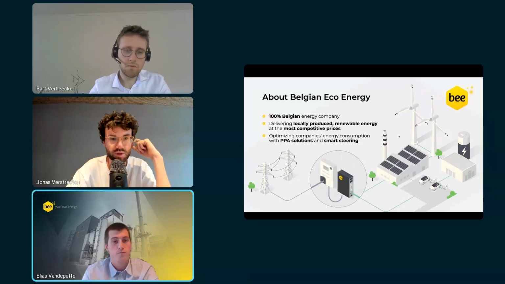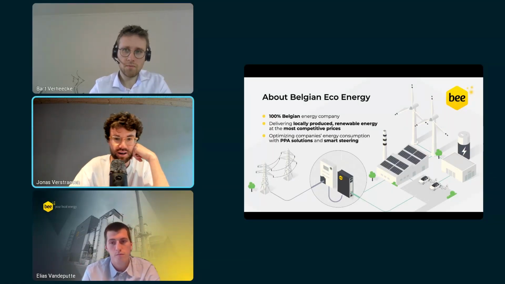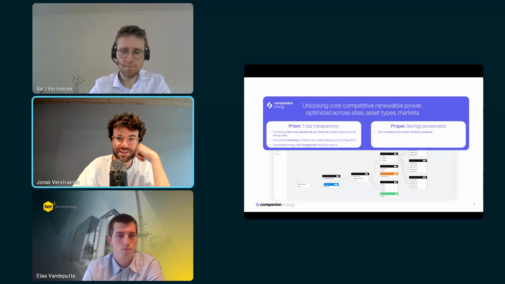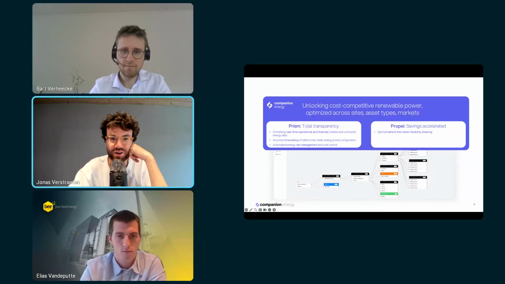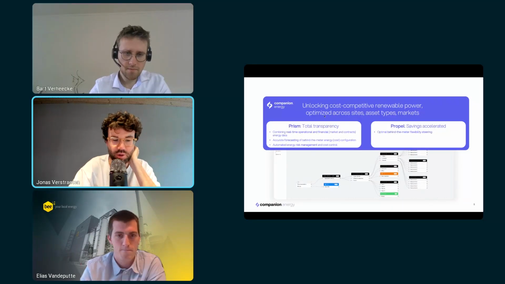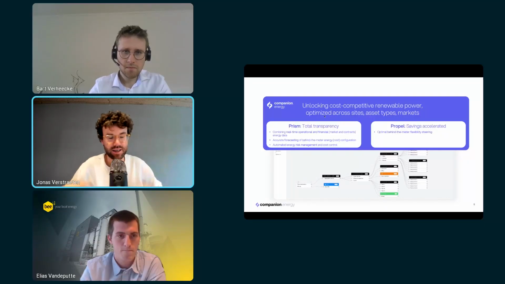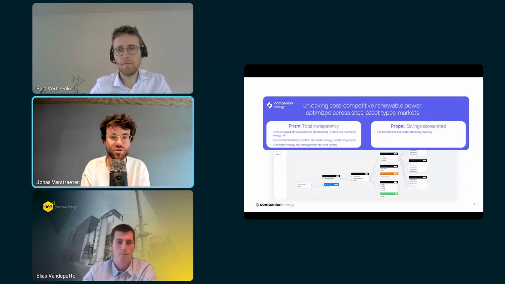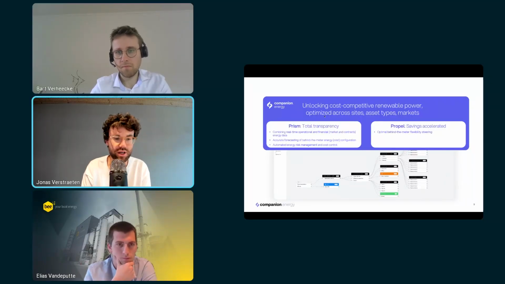Okay, great. Thanks. Then I haven't introduced myself. I will do that with a short introduction, according to this slide. So I'm Jonas. I'm one of the two co-founders of Companion.energy. Basically, we provide a software solution that allows our customers to really unlock cost-competitive renewable power, be that in partnership with their supplier, such as the collaboration we have with B, or be that direct.